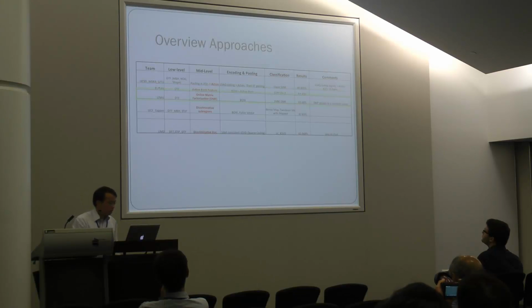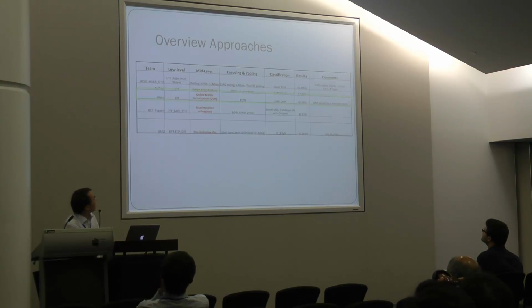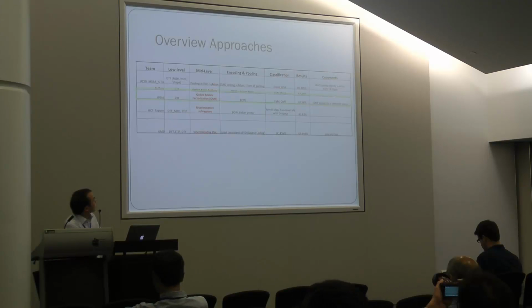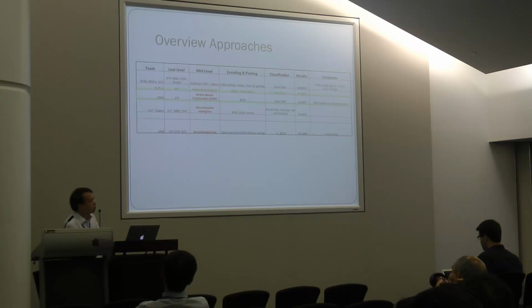The team from UNAL, they basically use the deep dense trajectory features and use this online matrix factorization. So they claim this approach can project the low-level features to the semantic space and then use the semantic feature to do the recognition.